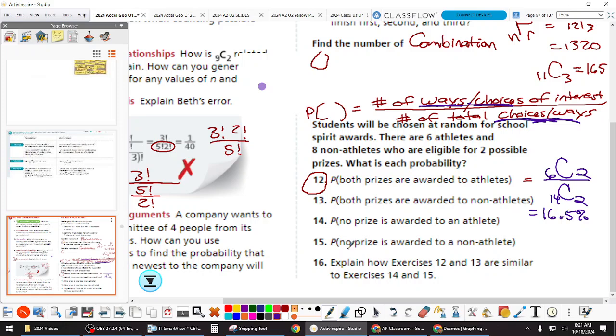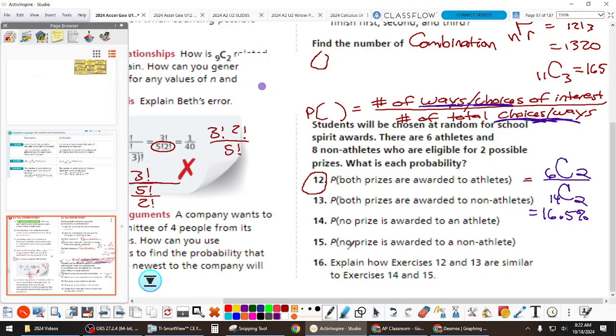Okay, let's just talk about setup. Both prizes awarded to non-athletes. How would that setup change? Instead on the top, instead of going for 6 choose 2, we do 8 choose 2. Yep. So we would just switch over to the non-athletes and do 8 choose 2.